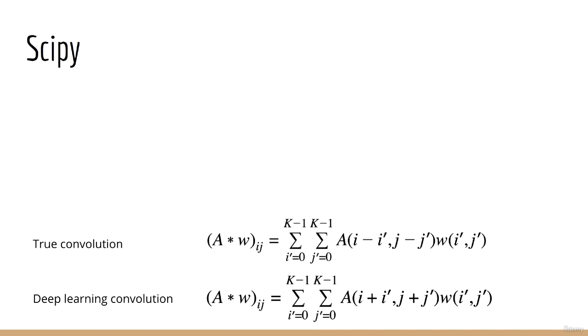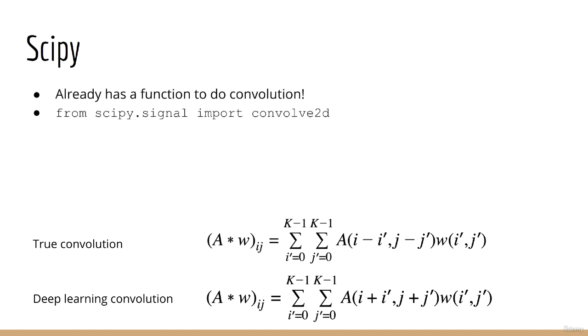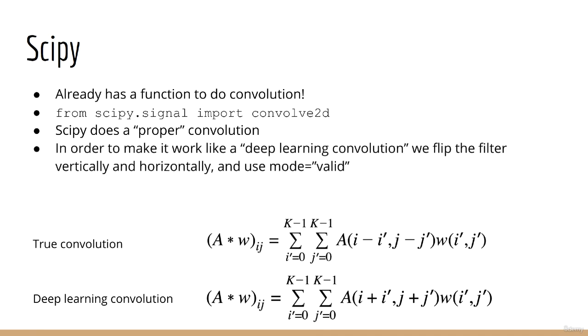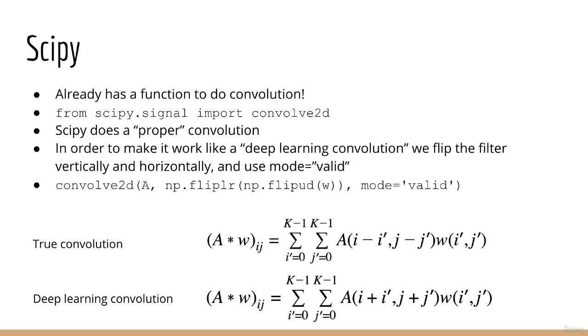In fact, if you use a library like SciPy, you'll notice that it already has a function called Convolve2D. The problem is, if you use this function as is, you'll get a totally different answer than we did. And as a side note, you might want to try that yourself to confirm that what I'm saying is true. Now, this is because Convolve2D does a proper convolution and not the deep learning version of convolution with plus instead of minus. In order to make SciPy's convolution work the same way, we have to flip the filter both horizontally and vertically and set the mode argument equal to valid.